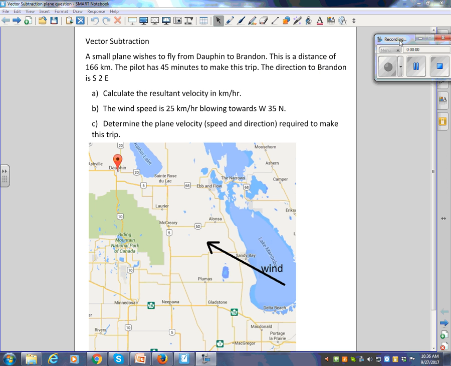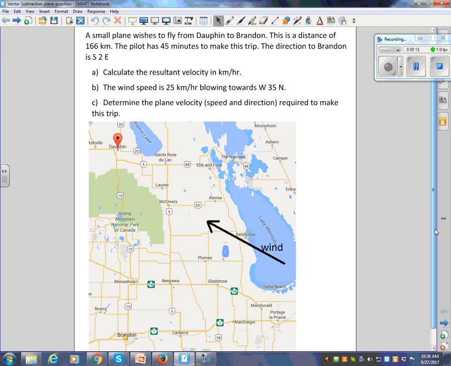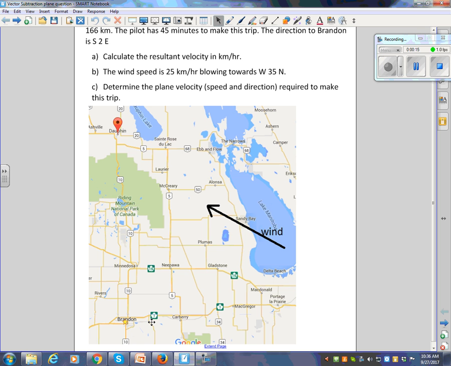A small plane is to fly from Dauphin to Brandon. This is a distance of 166 kilometers. The pilot has 45 minutes to make the trip, and the direction of Brandon is south to east. There's Dauphin right there. Brandon is way down there. The wind speed is 25 kilometers an hour, blowing towards west, 35 north. That's the wind over here.